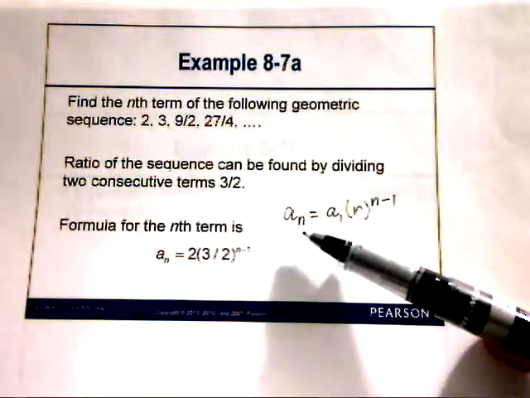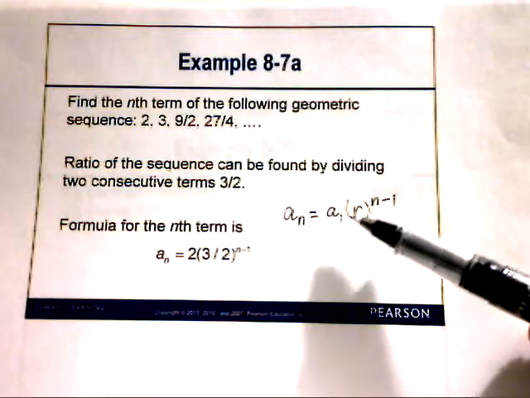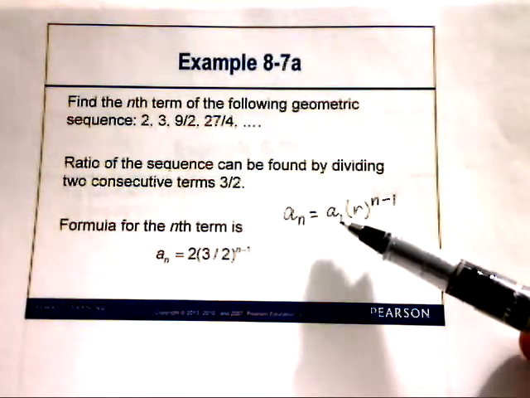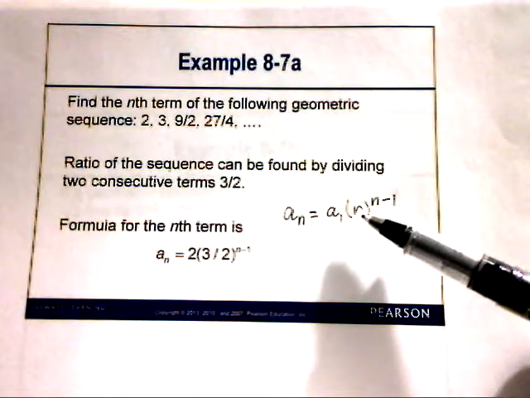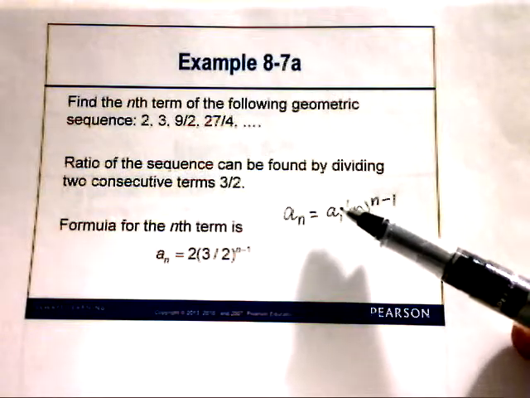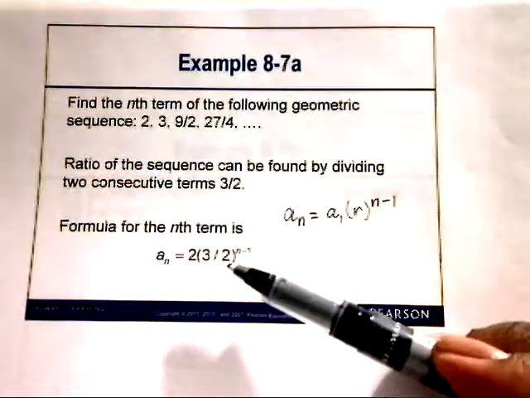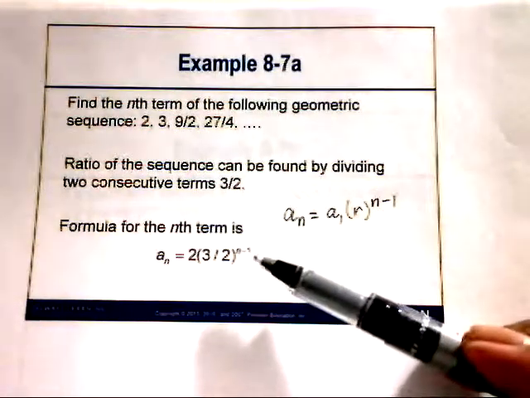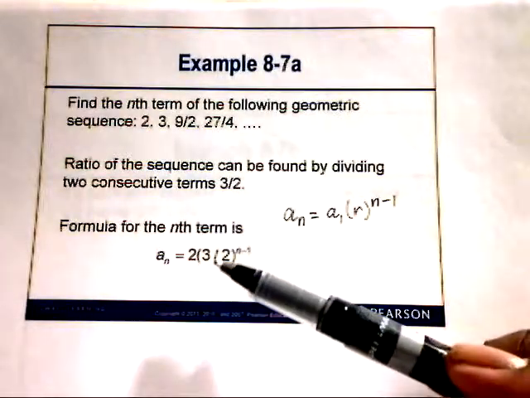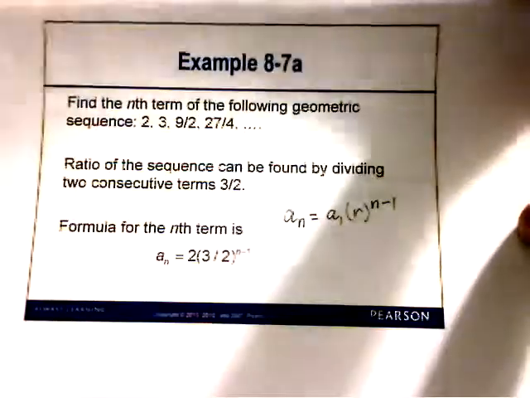And this is the formula for finding the nth term of any geometric sequence. a sub n is equal to a sub 1 times r to the n minus 1. a sub 1 is the first term. The r is your common ratio. n is the term that you're trying to find. So in this case, a1 would be 2. That's the first term. r is going to be 3 halves, and that's to the n minus 1. So that's the formula for finding the nth term. a sub n is equal to 2 times 3 halves raised to the power of n minus 1.